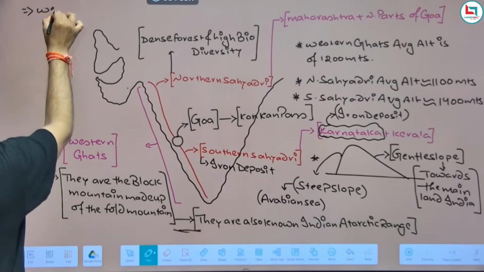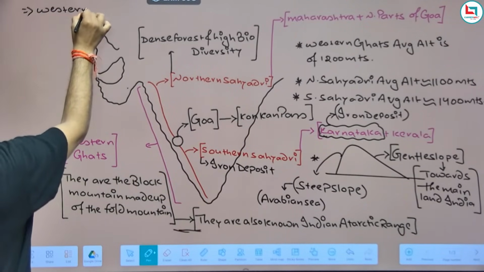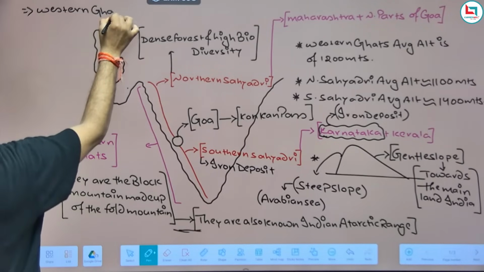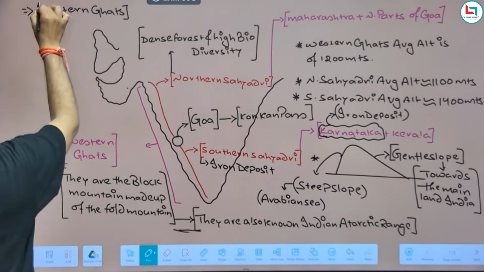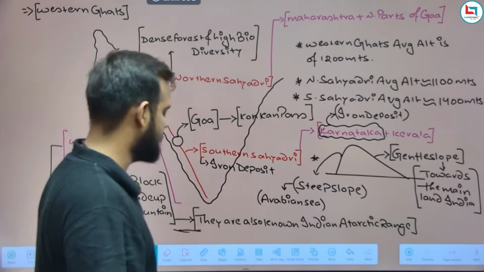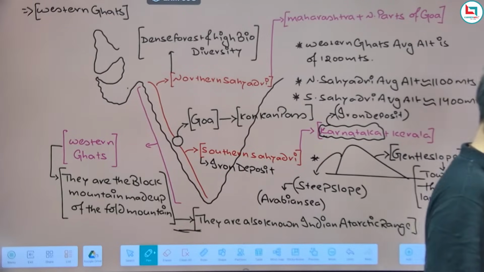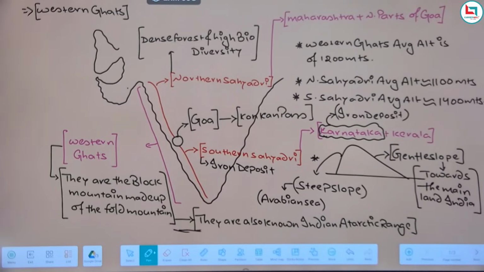These are the Western Ghats. Okay. We had talked about the Western Ghats. Western Ghats are divided into two parts. They are continuous mountain ranges. They are present in Maharashtra, northern part of Goa, and Karnataka and Kerala.